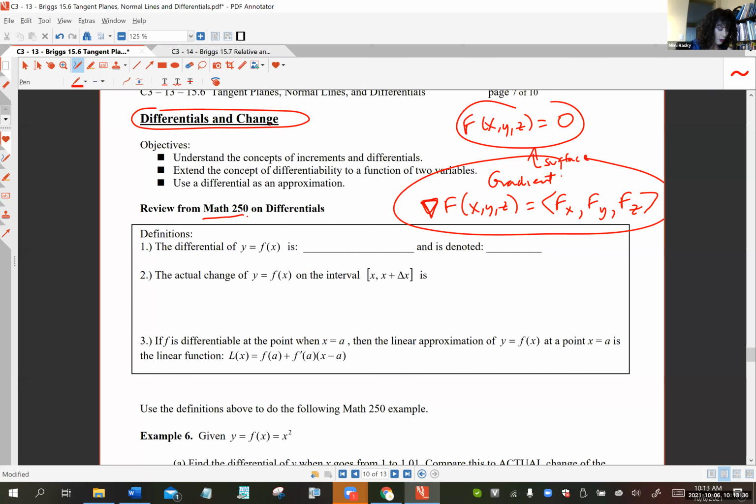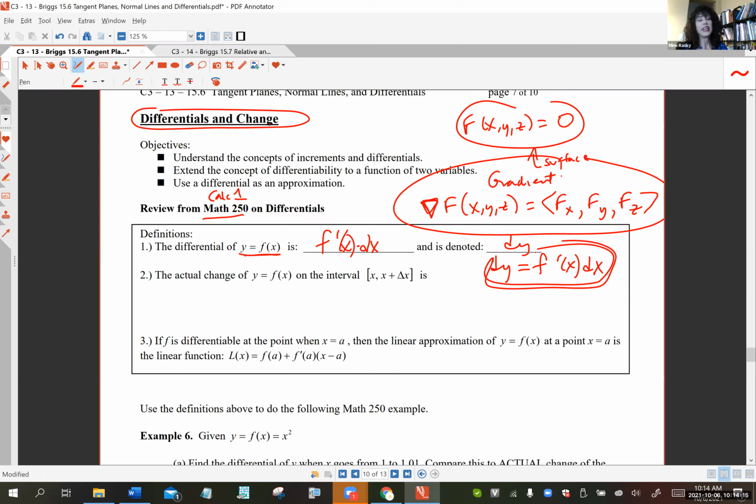So Math 250, Calc 1. What was the differential? You might not remember, it might have been some time ago, but if somebody gives you a function of a single variable, y equals f of x, the differential was f prime of x times dx and is denoted dy. So in other words, you'll see dy is equal to f prime of x times dx. And this is the differential right here. So what's it good for? It's good for approximating changes in the actual function f.